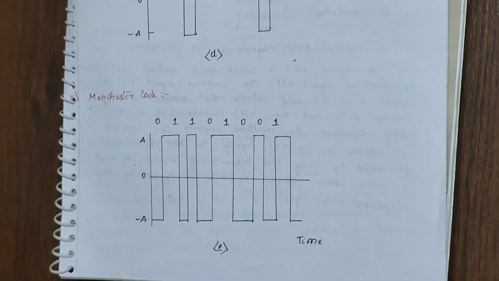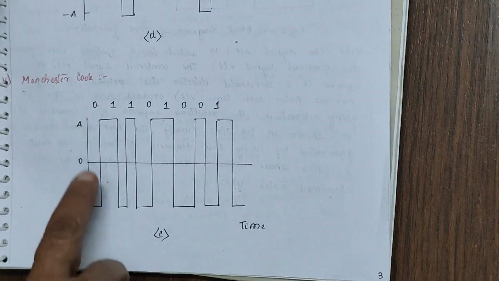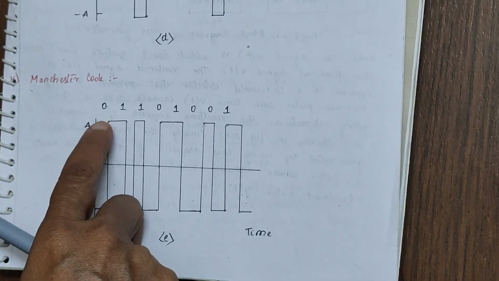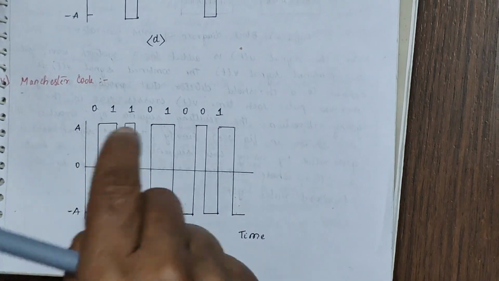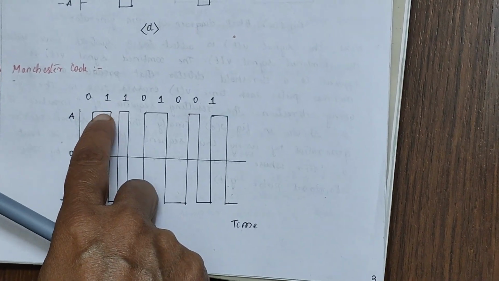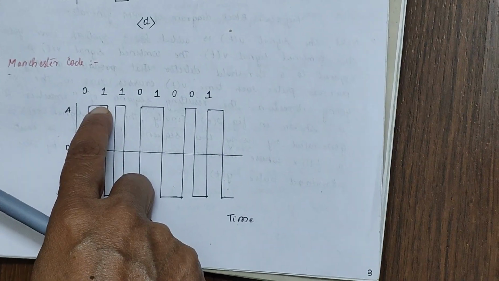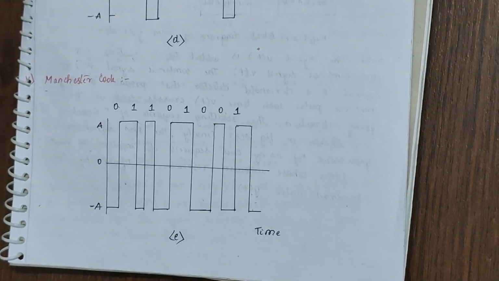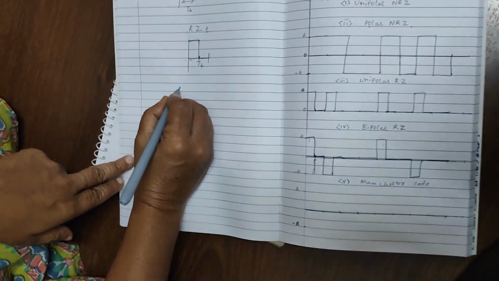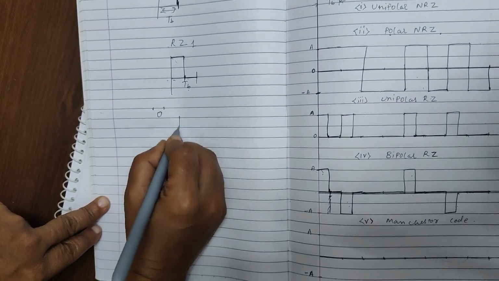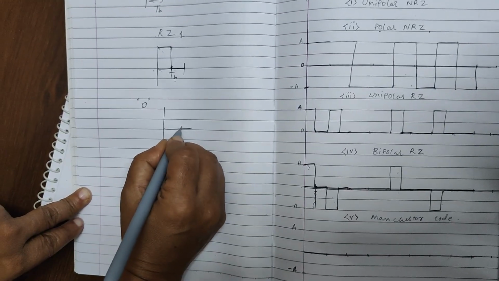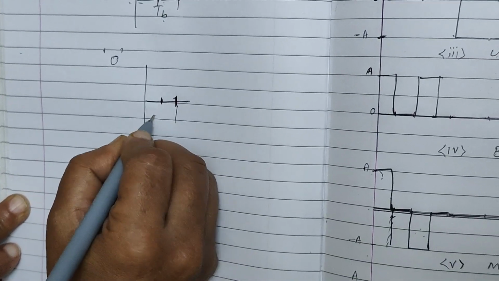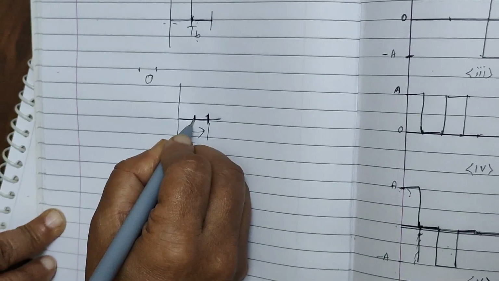In Manchester code, symbol 0 is represented with minus 1 for half duration, plus 1 for another half duration. Symbol 1 is represented with plus 1 for half duration, another half duration minus 1. So let me show for symbol 0 and symbol 1. Symbol 0 in Manchester code, how we are representing: for example, this is 1 bit duration. Half of this is this.